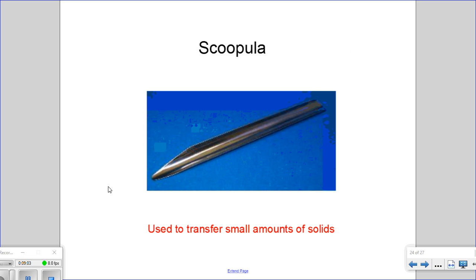Next up we have a scoopula. A scoopula is used to transfer small amounts of solids. So usually when you're taking out a solid from a container and measuring that on a weigh scale, you don't want to pour it out, you don't want to dig it out with your fingers. You want to use the scoopula here. This end here can control the amount of solid that you get. So if you need a small amount, you can get a little bit on there. If you need a large amount, you can scoop out a large quantity of solid here to weigh.